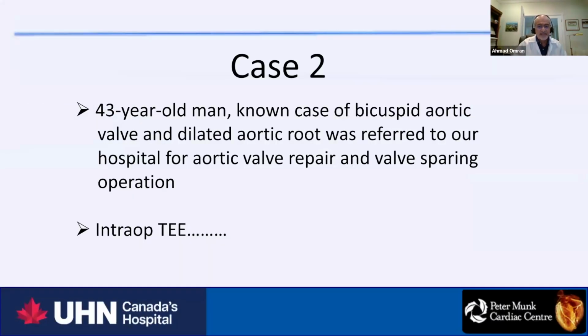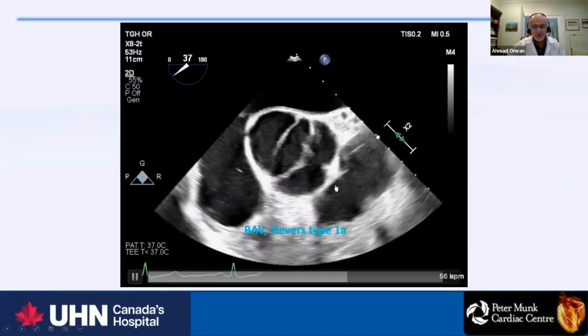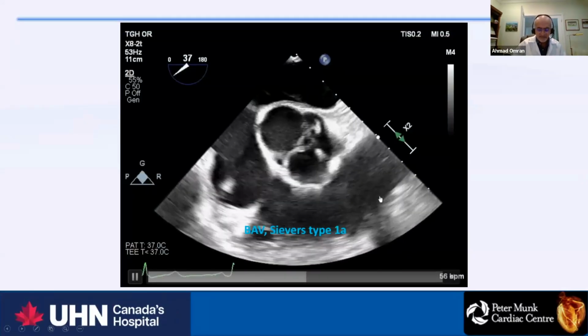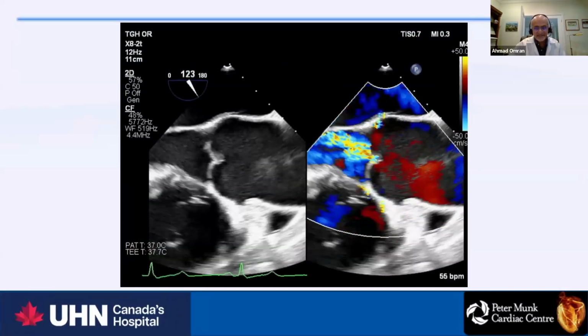Case number 2 is a bicuspid aortic valve. So in bicuspid aortic valve, beside the previous measurement that I showed you, we should measure something else. It's called commissural angle, and I will show you. This is severe type 1. This is severe AI. Already the surgeon started cutting.